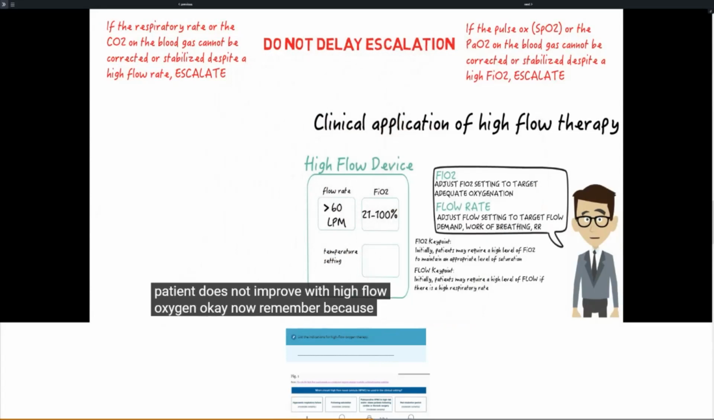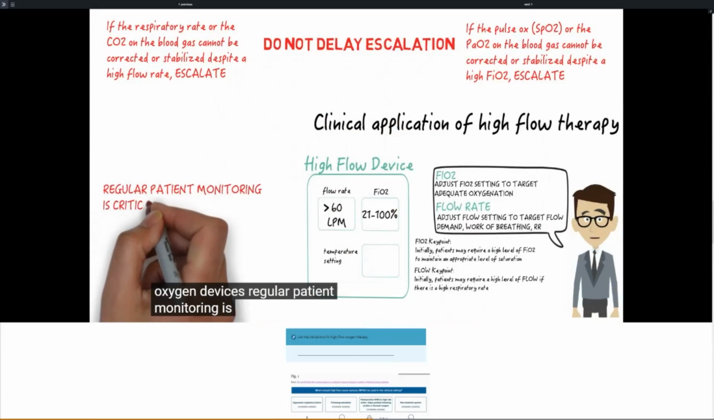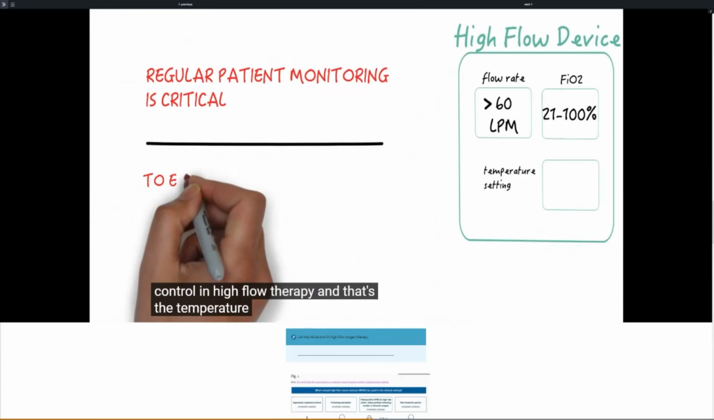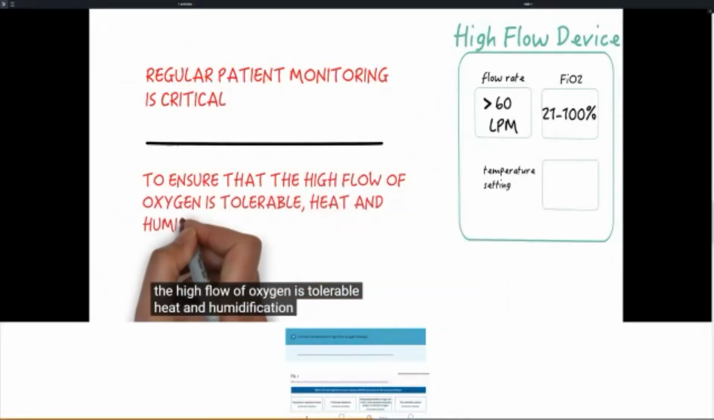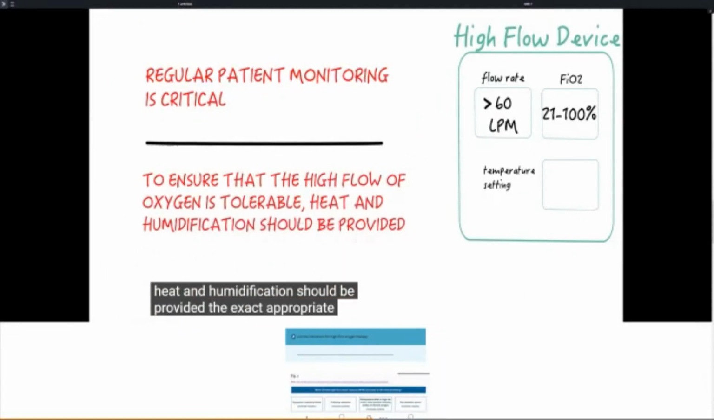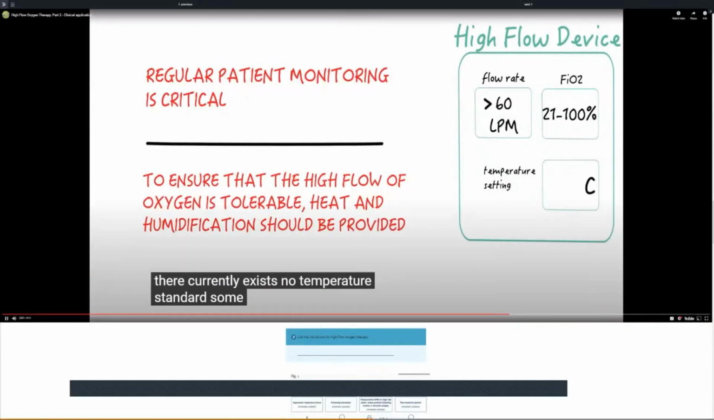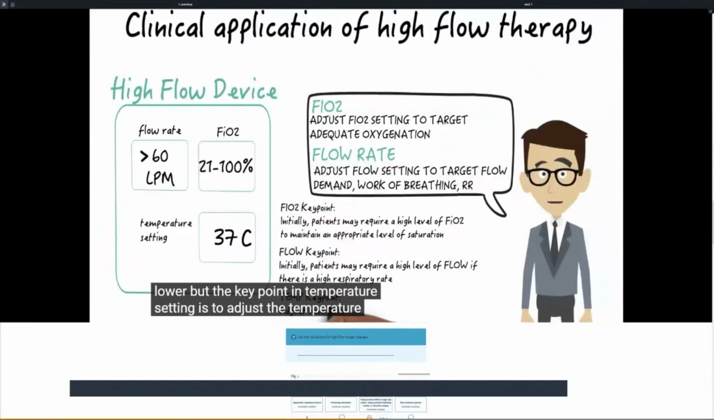Okay, now remember, because there are no patient alarms and data monitoring is not available on high flow oxygen devices, regular patient monitoring is critical. There is one more control in high flow therapy, and that's the temperature setting. To ensure that the high flow of oxygen is tolerable, heat and humidification should be provided. The exact appropriate temperature setting is debatable, and there currently exists no temperature standard. Some suggest to start at 37 degrees Celsius, others suggest start lower. But the key point in temperature setting is to adjust the temperature based on patient comfort and tolerance.